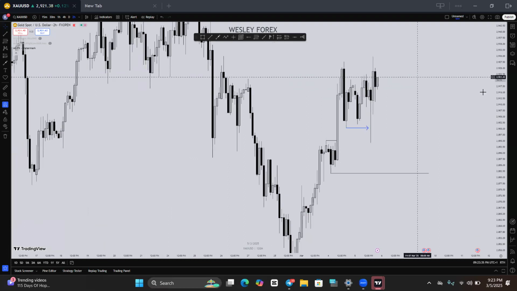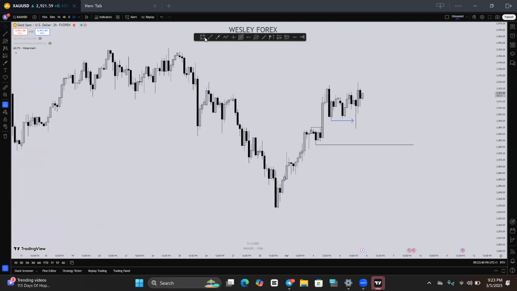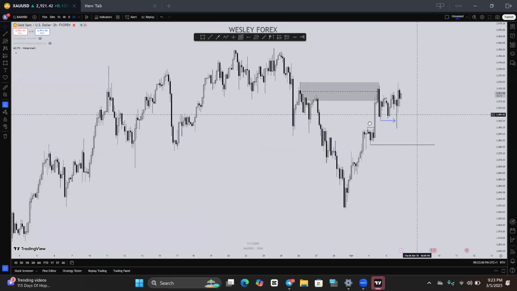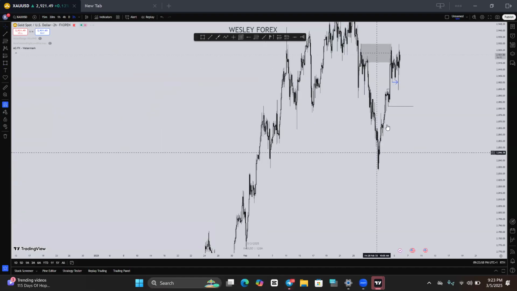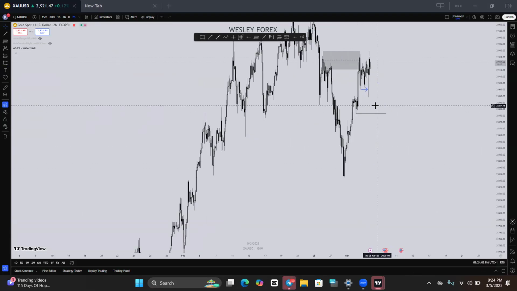Now, mind you, looking to the left, we have a supply region somewhere around here. It was pushing price down, and as a matter of fact, you could have even gotten a sell here, but I don't want to talk about that sell because following the movement, price was actually buying.